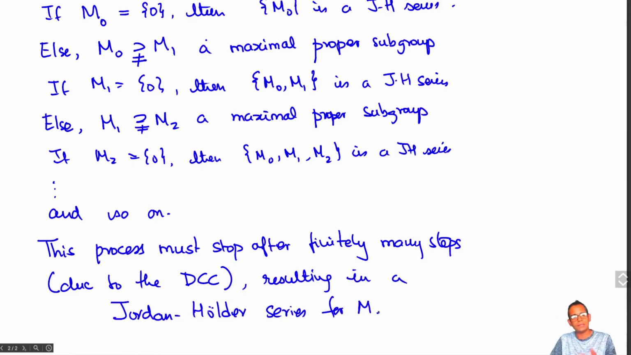In some sense, both these proofs are algorithmic. The first one tells you how to construct a maximal submodule, and the second one tells you how to construct a Jordan-Holder series by taking a sequence of maximal proper submodules.